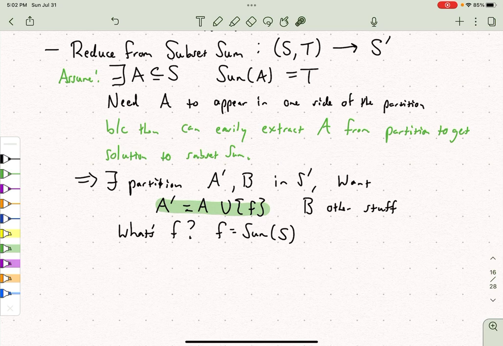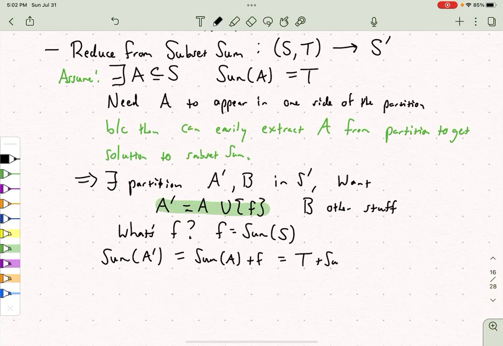So that's nice. But if we do this, what's going to go wrong? Well, we're assuming sum of A equals T. And so if this was the case, the sum of A prime is going to equal the sum of A plus F, which equals T plus the sum of S. So for this to work, we need this quantity to become half of the total. So we want this to become the sum of S prime over 2.